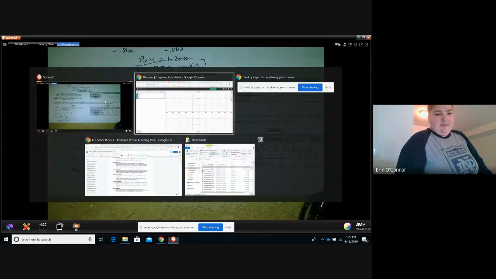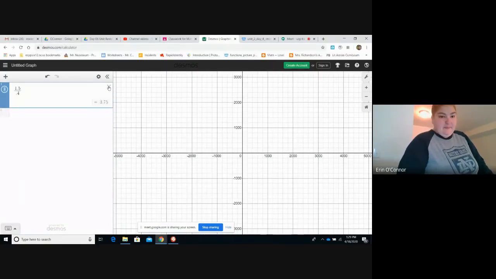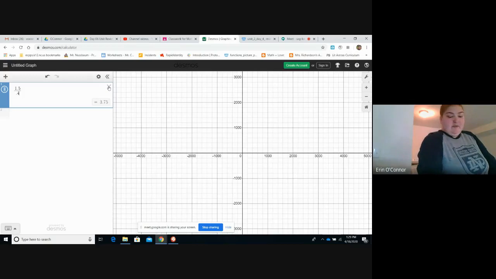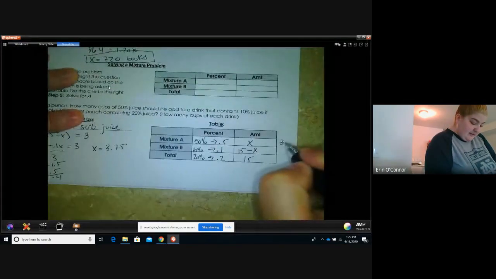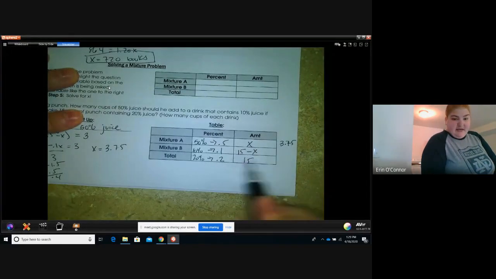I'm going to go back over to Desmos to do that. And we do 1.5 divided by 0.4, and we get 3.75. So x is equal to 3.75. Now I need to know how many cups of each. So if this right here is 3.75, to find this one right here, we would do 15 minus 3.75.